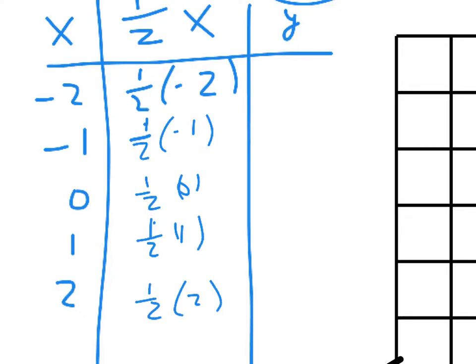Alright, so I'm just going to get some results here. 1/2 times -2 is -1, and that's an integer. 0 times 1/2 is 0, which is an integer, and 1/2 times 2 is 1, which is an integer. So I really need to worry about these decimals here.